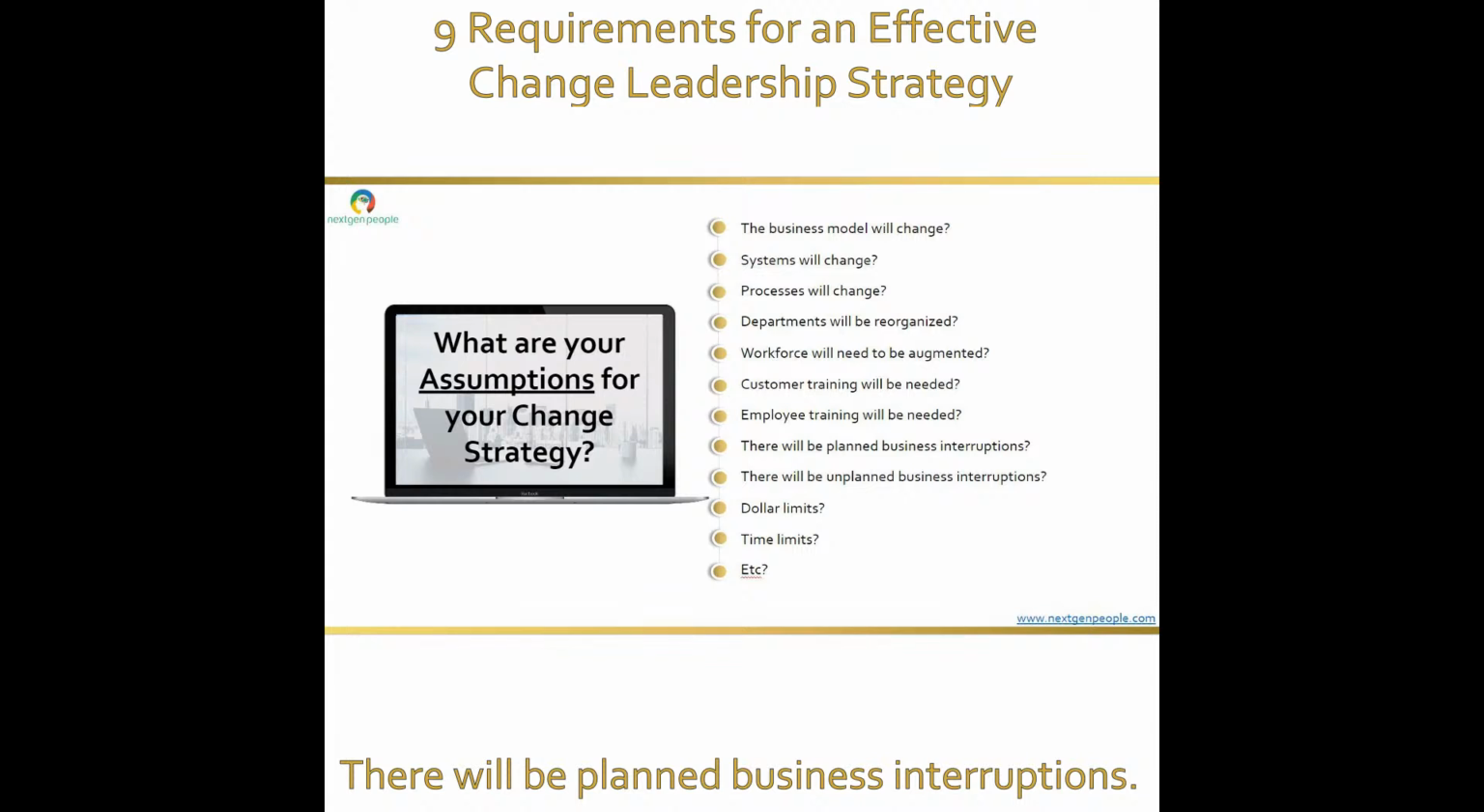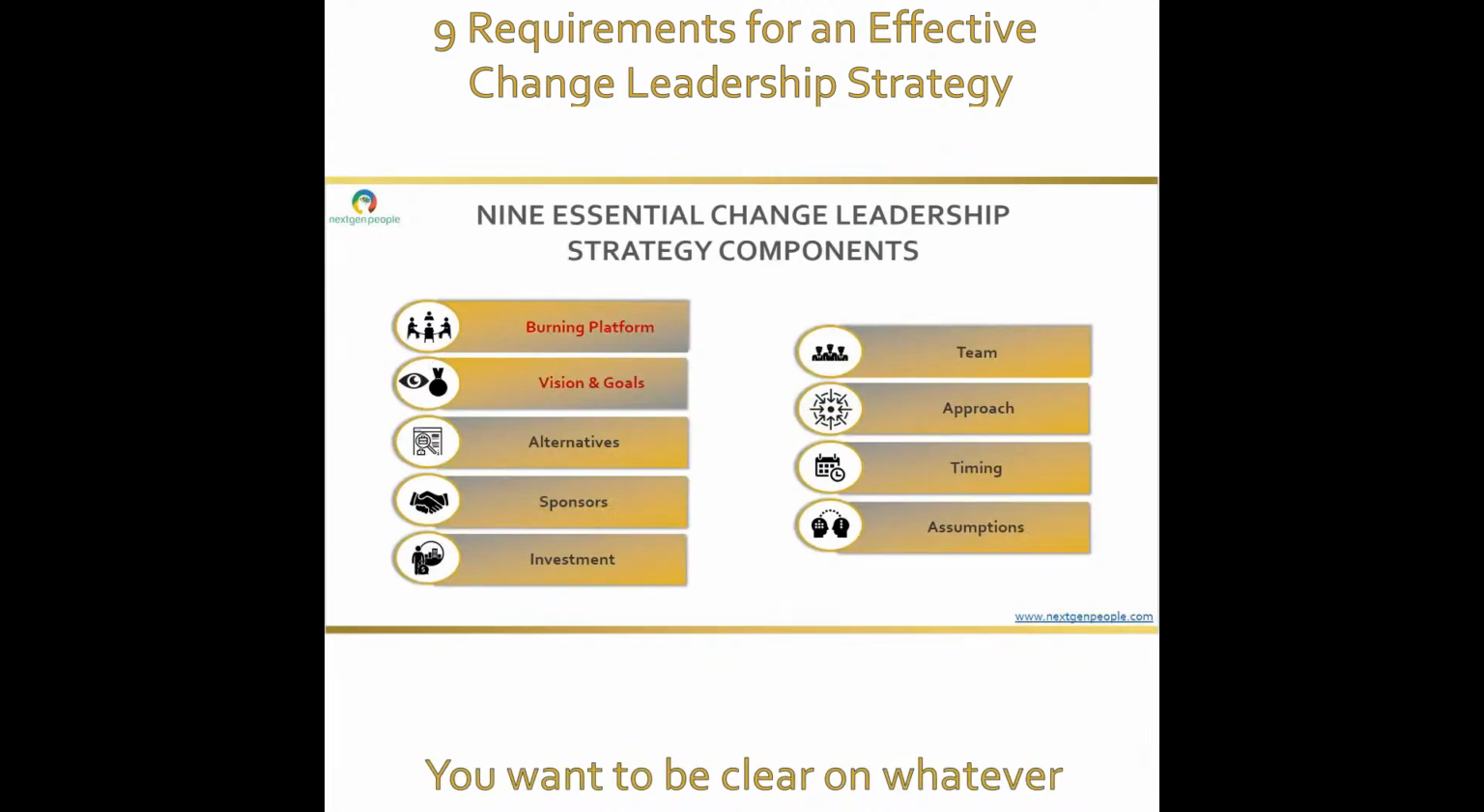What are the planned business interruptions? What are the unplanned business interruptions? Will there be a specific dollar limit to making this change happen? Will there be a specific time limit? So your assumptions can obviously be endless based upon the needs of your organization, but you do want to be clear regarding what they are. So these are the 9 elements that are necessary for a comprehensive, effective change leadership strategy.